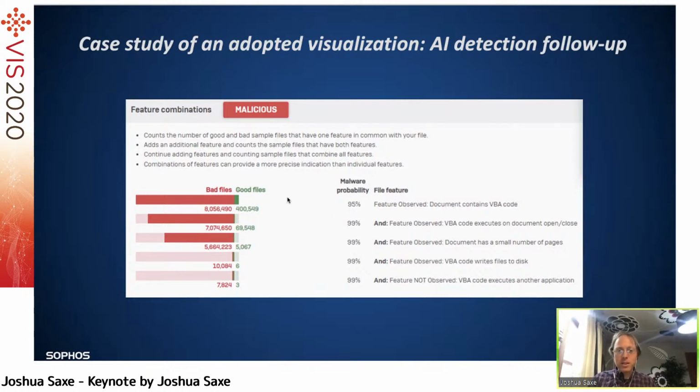simply this one feature. But then when we add another feature, and the VBA code executes on document open and close, then our conditional probability changes, right? 7 million files in this resulting intersection are bad, 69,000 are good. We keep adding features, and finally we get down to our decision, which is, given all of these conditions in our training set, 7,800 of these files are bad and 3 are good. And this is why we think this file is malicious.